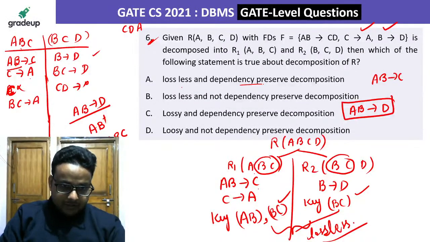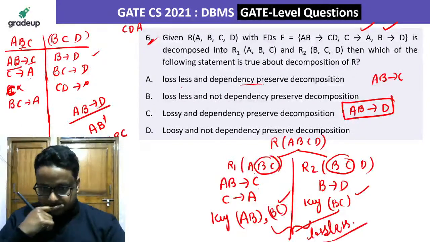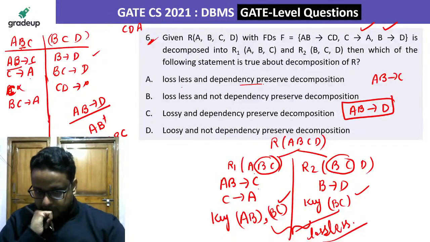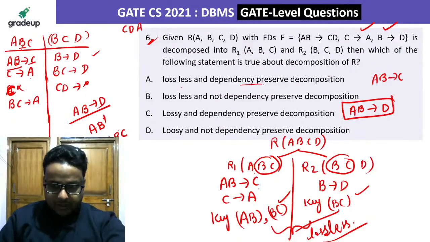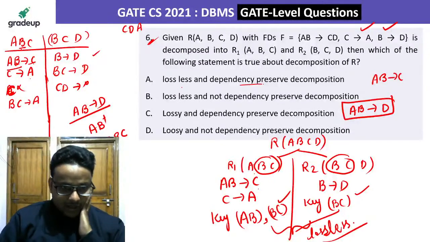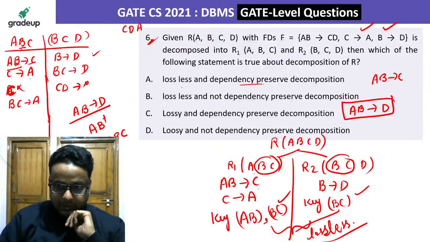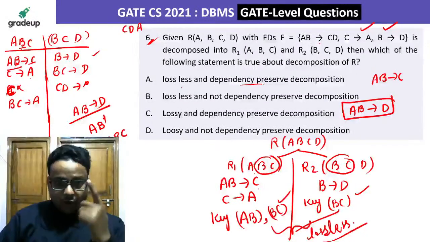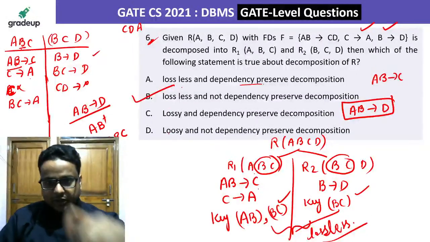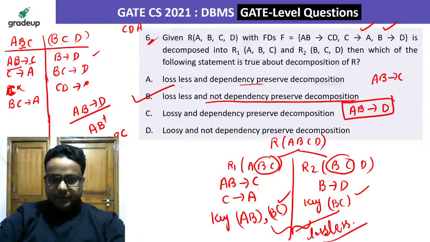Let me check your answer. What are you getting? So AB determine D we are not getting. If AB determine B comes, then the work is done, but that is only trivial. So the answer will be lossless and not dependency preserving, right? So it is not dependency preserving.